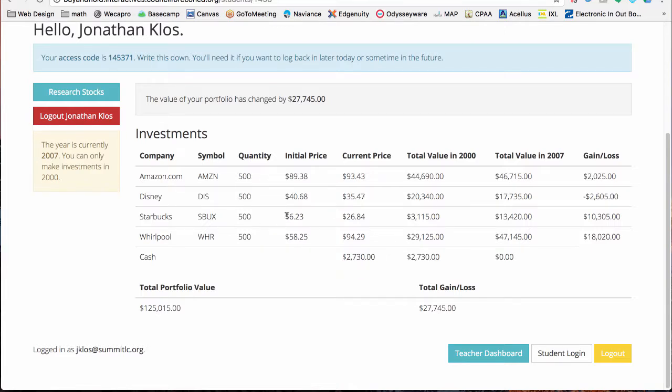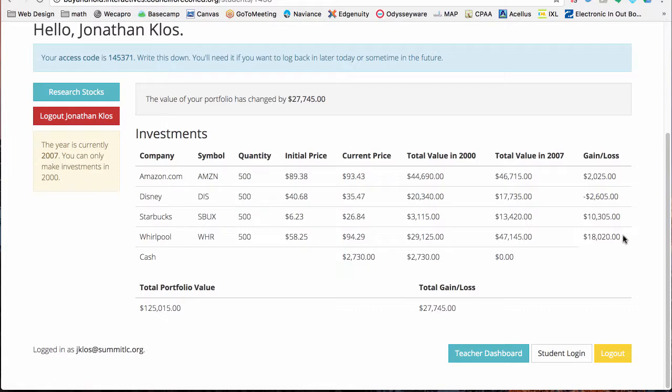Starbucks took off, right? Starbucks is huge now. So if you got in on Starbucks, it went from $6.23. Now it's worth $26.84. We've made $10,000 off of our Starbucks investment. Same with Whirlpool. It has increased and is now worth $18,000 more.